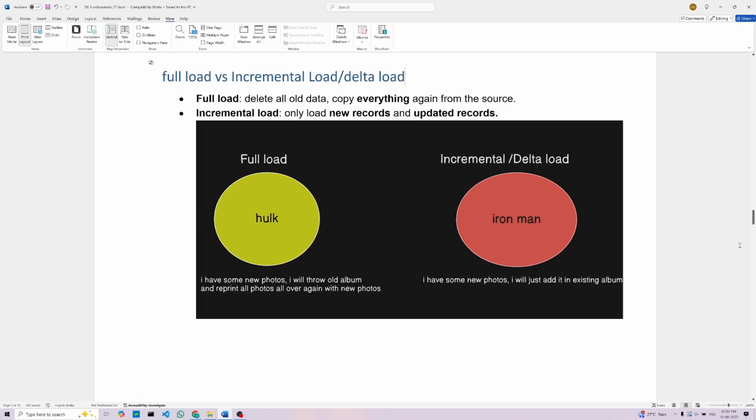On the other hand, Iron Man is sharp minded. He won't throw the old album, he will use his head. So in incremental or delta load, whenever Iron Man has some new photos, he will just add them to the existing album. He is not going to throw the old album and then reprint all over again. He will just add them to the existing album. So in full load you can remember Hulk, he is always angry. In incremental load you can remember Iron Man, he is sharp minded.